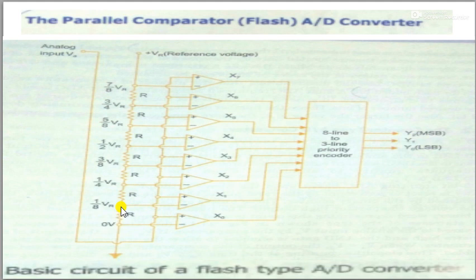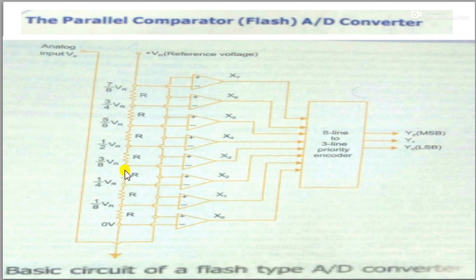So if I want to find the node voltage V1, that is equal to R by 8R into V reference. So R cancels, so V reference by 8 is the value of voltage at node 1. If I want to find the node voltage 2, V2 is equal to 2R by 8R into V reference. So that is 2 by 8, that is 1 by 4 V reference.